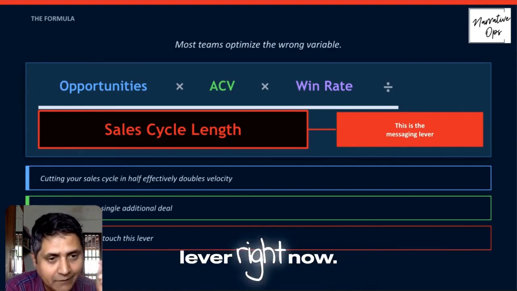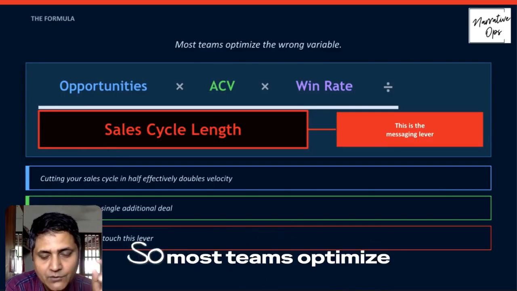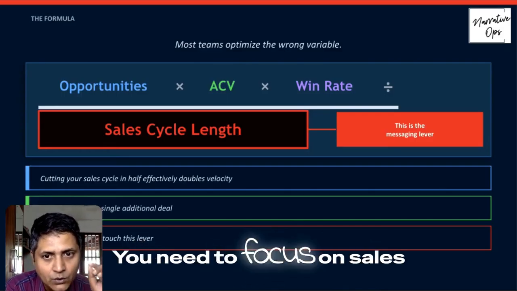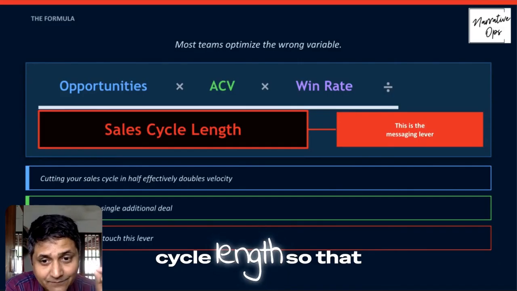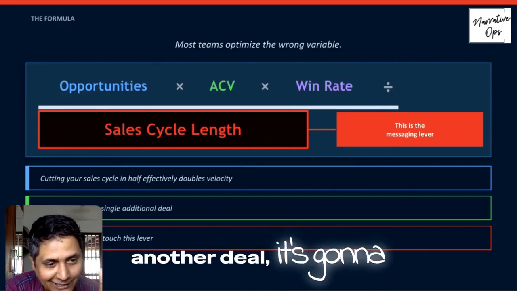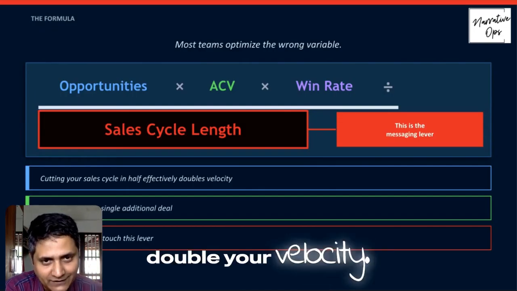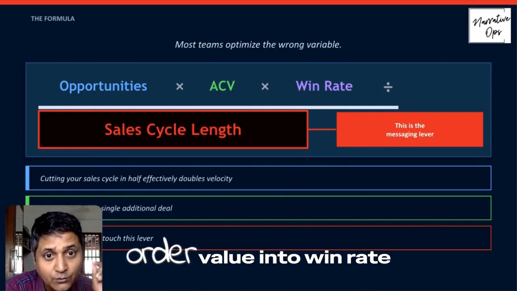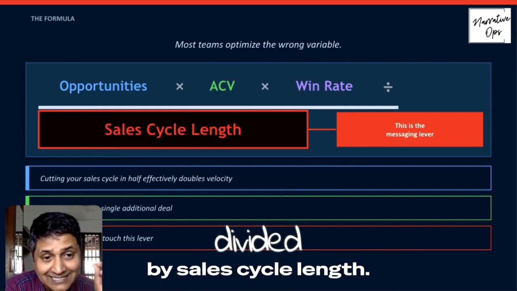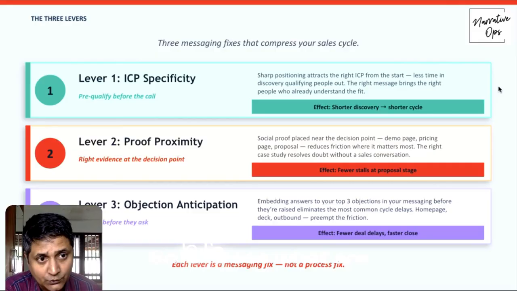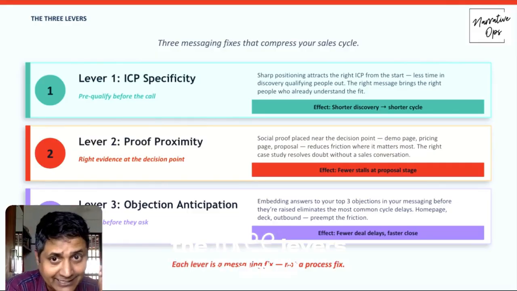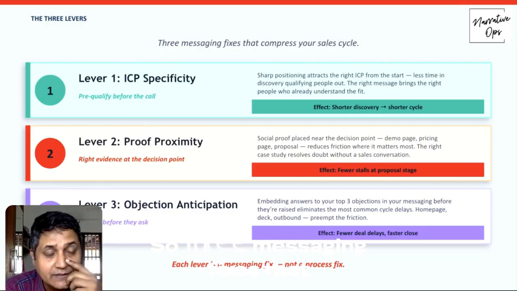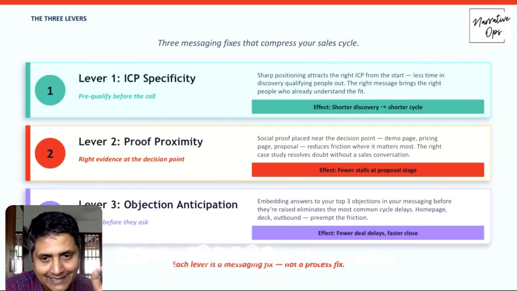That's the messaging lever. Most teams optimize for the wrong variable. You need to focus on sales cycle length so that even if you don't close another deal, it's going to double your velocity. So that's the formula here: opportunities times average order value times win rate, divided by sales cycle length. Let's see what the 3 levers are in detail. These are 3 messaging fixes that compress the sales cycle.